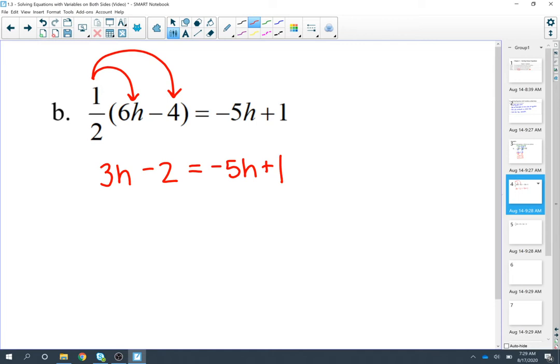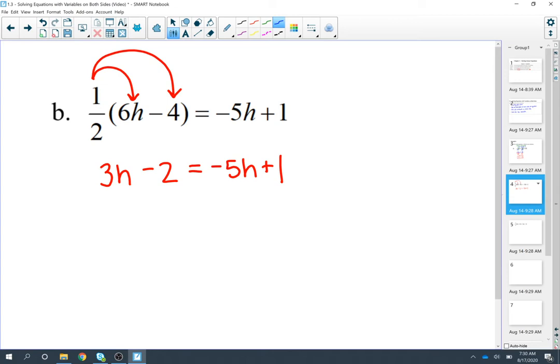Now, at this point, this has been simplified, this has been simplified. So I need all my variables on one side, all of my numbers on the other. At this point, you can choose. There's a variable and a number, there's a variable and a number. So you can choose which side you want things to be on. But I usually try to keep my variables positive. It's just what I like to do. You don't have to do it, but it's what I like to do. So the 3h is positive, so I want to keep him here. The negative 5h is not positive, so the way I would get him positive is I would add him to the other side.